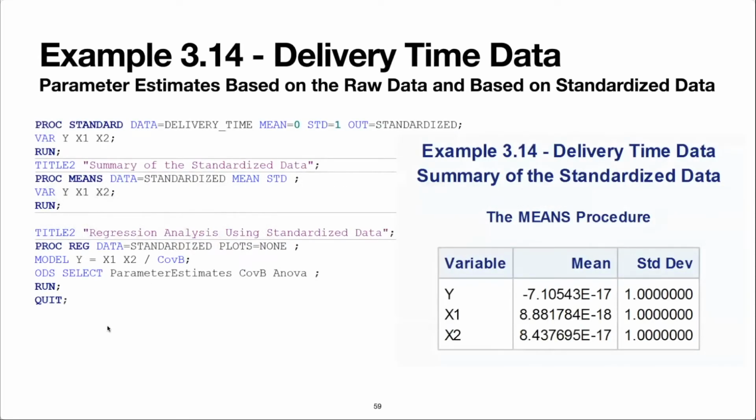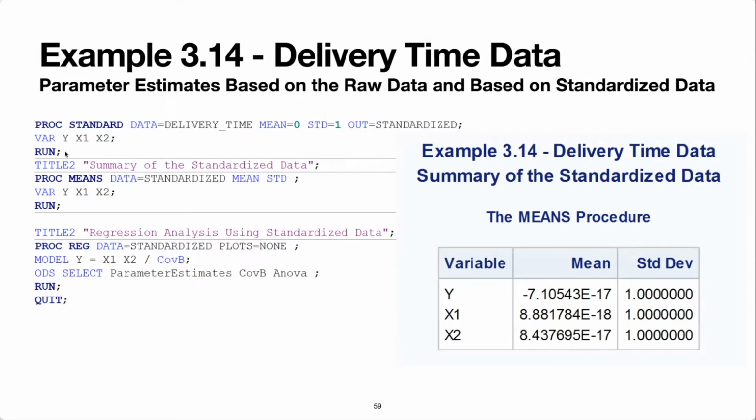Okay, so the way that we could standardize the data very easily in SAS is to use PROC STANDARD. The syntax is we invoke PROC STANDARD and tell it the data set that contains the data we want to standardize. We specify the mean and the standard deviation that we want the standardized data to have. And then we need to output the standardized data set to a new data set. I'm going to call that data set standardized.